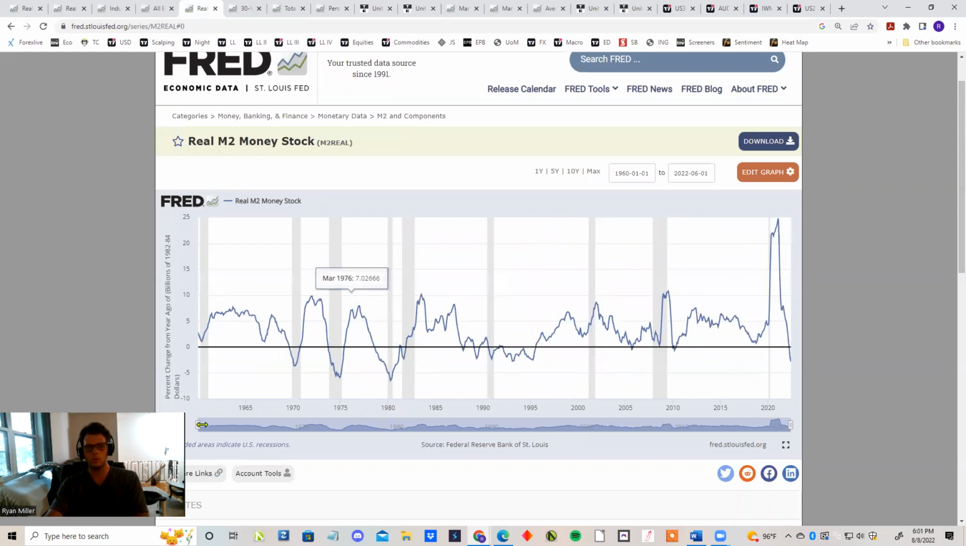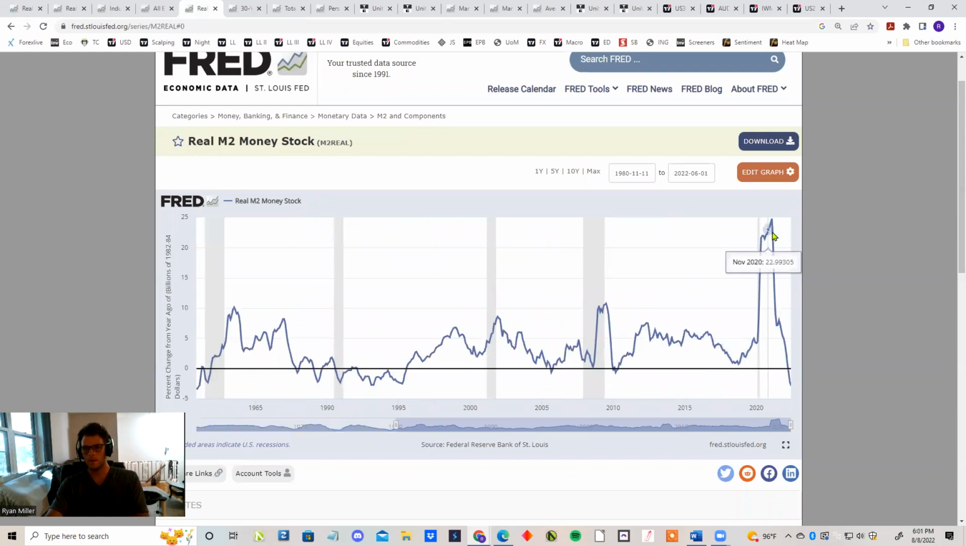So real M2 peaked in early 2021 and was contracting. By the time 2022 rolled around, it was falling. Now it's contracting, but it was falling. It was clearly in a downtrend at that time, telling us in the future growth is likely to slow, right? This has up to a 12-month lead time.